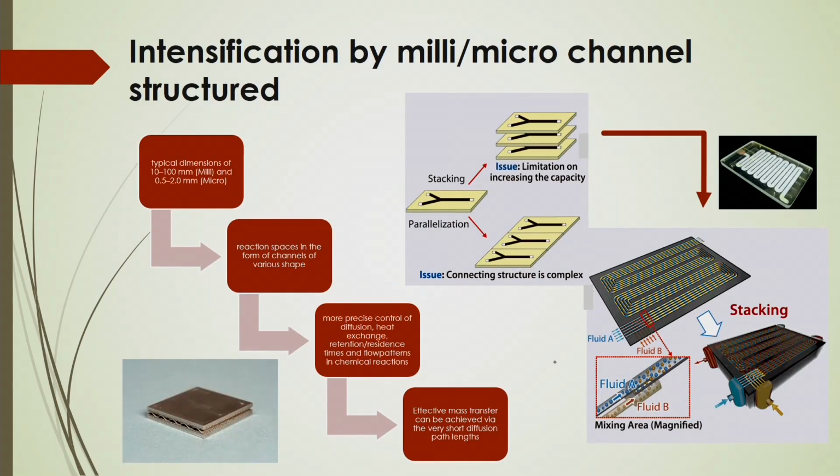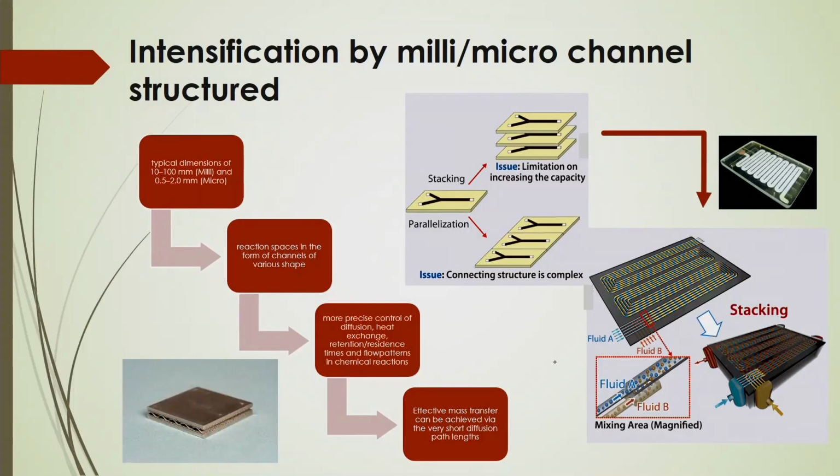Now, intensification by milli or micro channel structures is one of the important aspects of process intensification that we have already discussed: producing plug flow phenomena, improving the residence time, and also reducing back mixing, which is important. So, milli and micro channel structured reactors are being used for the intensification of the process.